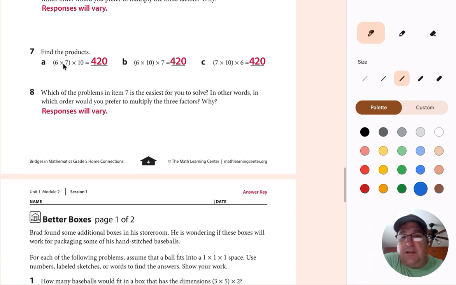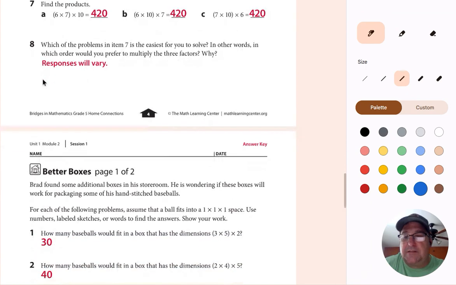Number 7, they're all going to be 420. In this case, we did 7 times 6 to get 42, 42 times 10. Okay, I need to see the work on how you got 420. If they just have 420, then I'm not going to accept that. I'm going to say, how did you get to that answer? And then number 8, which one was easiest?